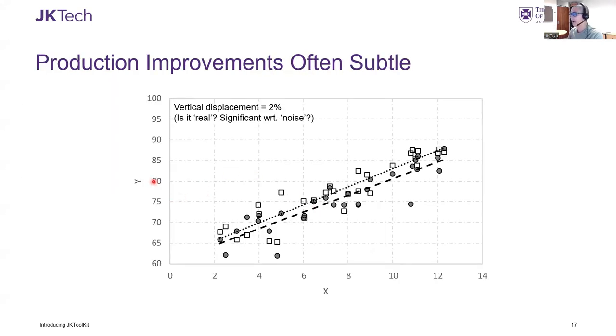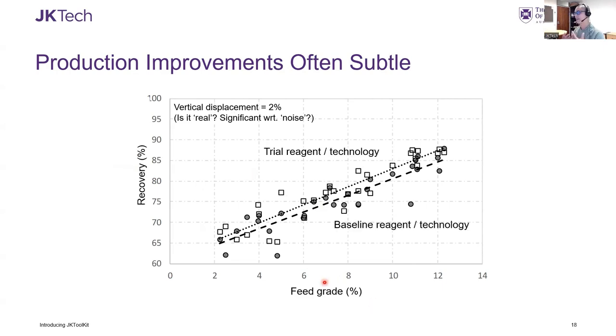Now, in this graph, y and x can be represented by anything, but frequently they are things like recovery as a function of feed grade. And the two different trend lines might represent different reagents or perhaps baseline conditions versus performance under a new processing technology. And the decision about whether or not to proceed with what might otherwise be a risky change or implementation is contingent on whether the improvements are real or significant against the backdrop of the noise and variability in the dataset. So just to reinforce the problem statement, how do we know if this 2% recovery increase is real or if it's just an artifact of noise and experimental error?